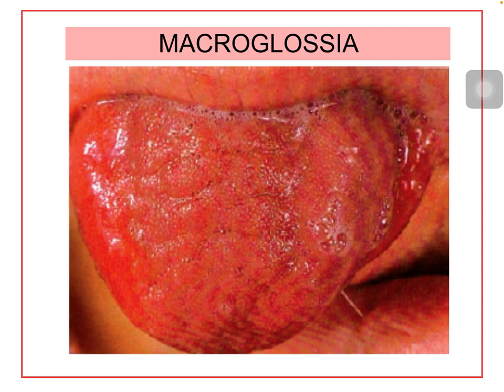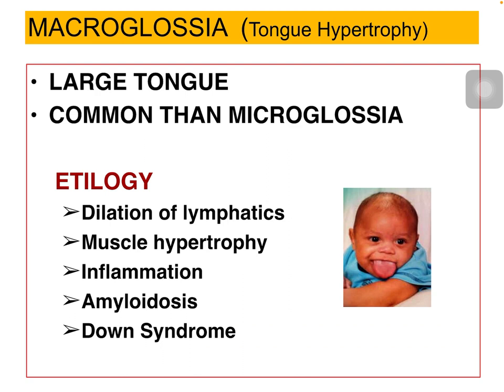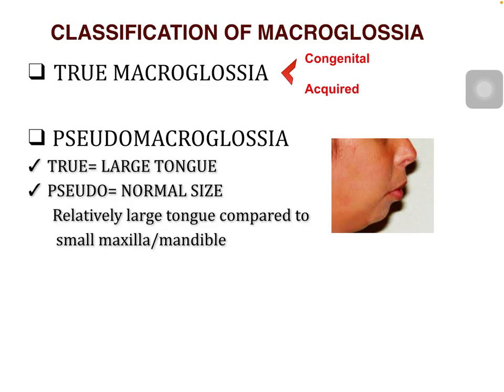Macroglossia or large tongue. Macroglossia is also known as tongue hypertrophy. So the tongue will be larger than usual. Etiology includes dilatation of lymphatics, muscle hypertrophy, inflammation, amyloidosis or Down syndrome.